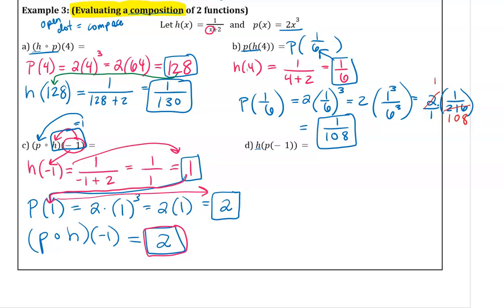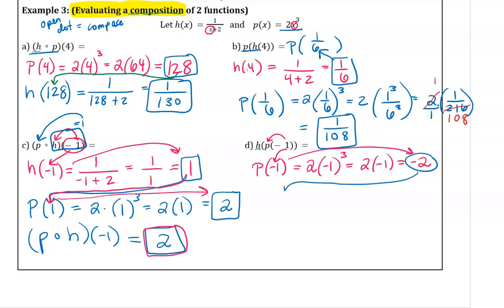Now we're just going to do the same thing, but backwards or in a different order. So I'm going to start with the most inside and work my way out. So -1 goes into p. So that goes in place of the x right there. So it's 2 times -1 cubed. -1 cubed is -1. 2 times that is -2. So when I took -1 and plugged it into p, it resulted in -2. So now I take that answer and plug that into h. And so that would go right here. So I have 1 over -2 plus 2.